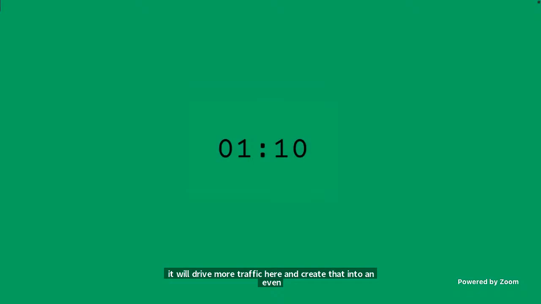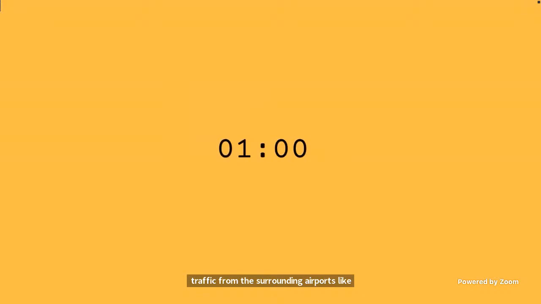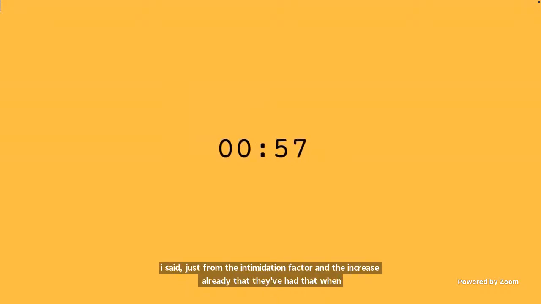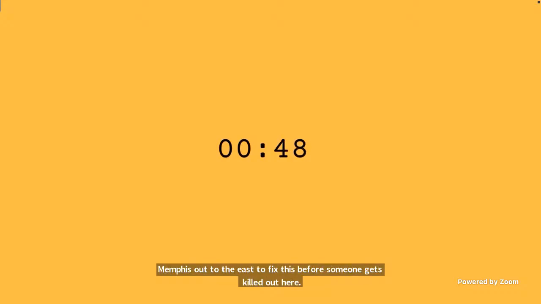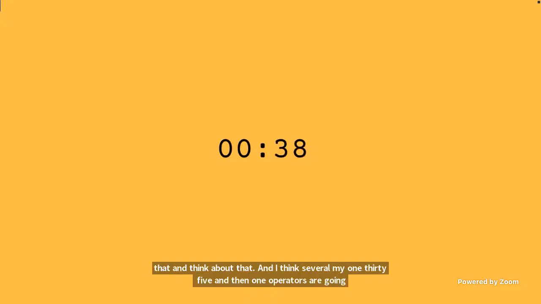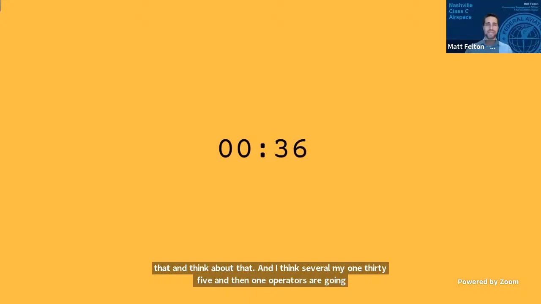And I'd just like for that to be considered, that we add another sector frequency or something from Memphis out to the east to fix this before someone gets killed out here already. And this just may make it even worse. I just hope that we consider that and think about that. I think several of my 135 and 91 operators are going to respond and ask that it be addressed. But that's all I wanted to say, is make sure we're thinking about that, because I've been approached with that. So I promised I would bring it up. So there it is. Thank you, Matt. I appreciate your time. Thank you, Dean.